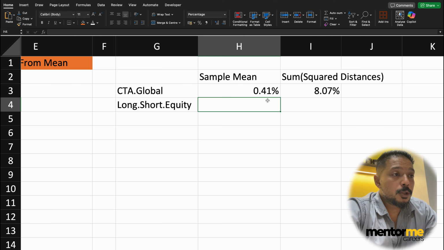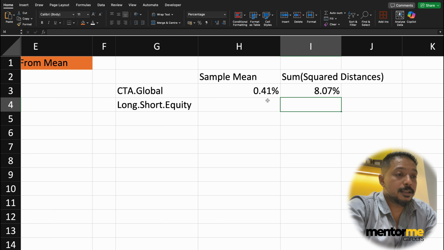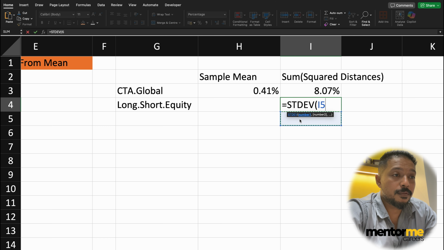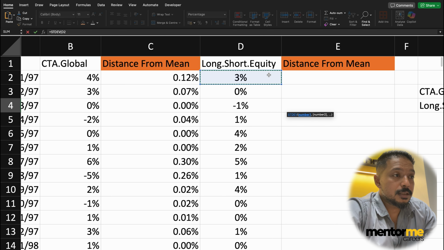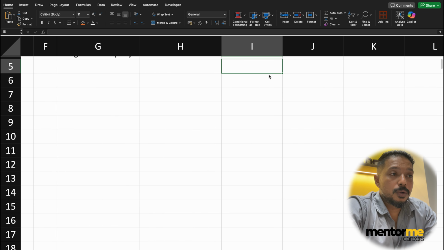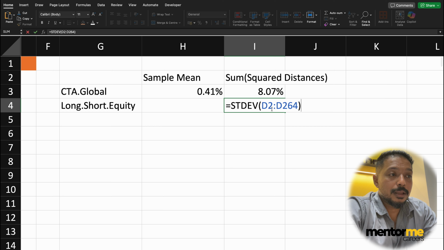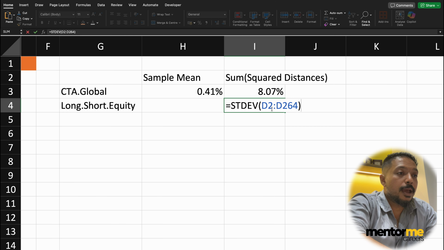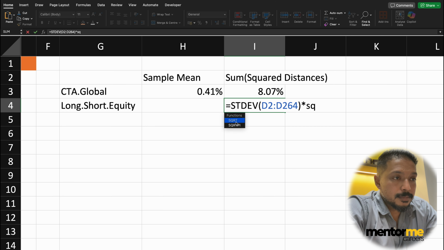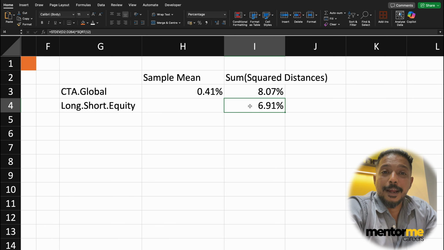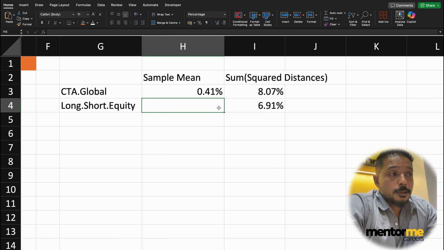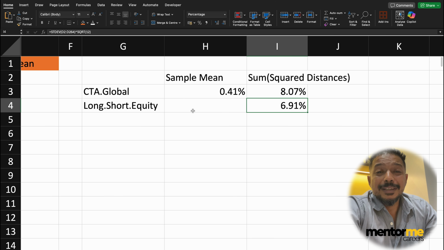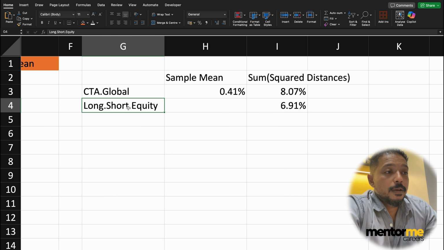Now, how does this help? If I take again the standard deviation of, let's say, a long short fund, you could see that would come as a monthly standard deviation of 1.99. And if I multiply by the square root of 12, that comes as 6.91. So basically what you're trying to say is the long short equity fund is probably less volatile than CTA Global, right?